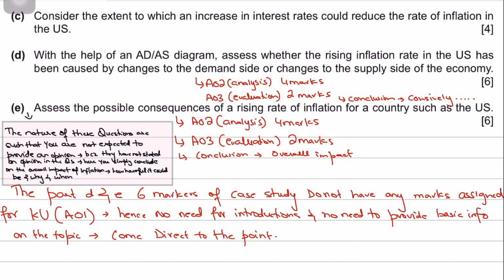So for a question like in part D, the conclusion could just wrap up things, saying conclusively, because here the question was to assess whether the rising inflation rate is caused by demand side or supply side through an AD-AS diagram. So after evaluating, you could conclude by saying conclusively, here both factors, the demand side and the supply side factors, were playing a role in bringing about inflation, because there was both demand side and cost push inflation, right? So here the conclusion could go in this way.